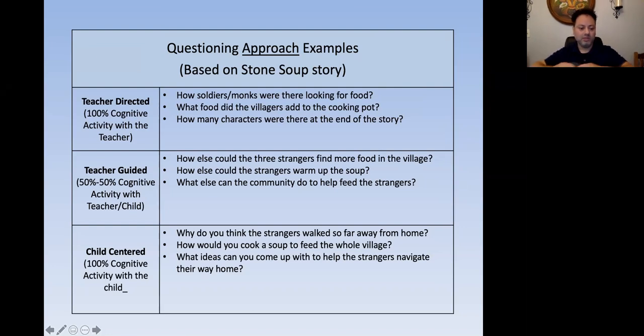And then child-centered questions are all having them think about a solution on their own, right? There's no guidance, there's no scaffolding. So why do you think the strangers walk so far away from home? That's an open-ended question, and it's whatever the child interprets, right? It's whatever they come up with, whatever their reasoning. How would you cook a soup to feed the whole village? And what ideas can you come up with to help the strangers navigate their way home? So these are all child-centered questions.